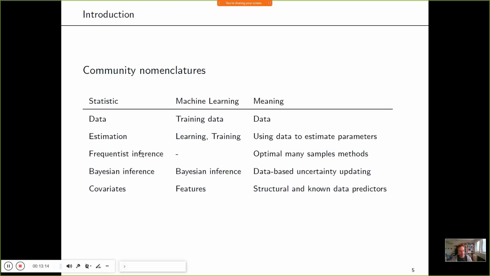Frequentist inference, so this typical thing that you know from undergrad statistics and also from what we did in the winter term.